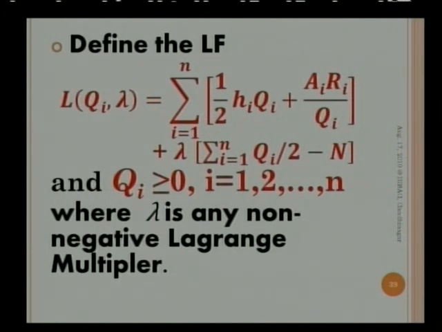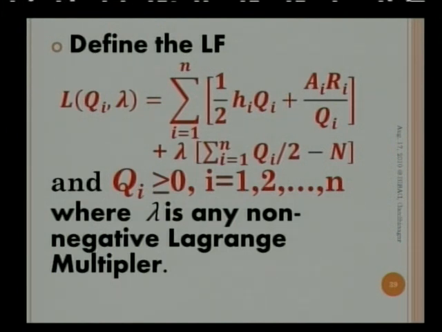For that we are going to define a Lagrangian function, that is nothing but L of Qi, lambda, where Qi is a decision variable and lambda is also a decision variable. That is equal to the total cost plus the Lagrangian multiplier multiplied with the constraint. Our constraint, we know, is summation Qi by 2 less than or equal to N. From that we have this equation.